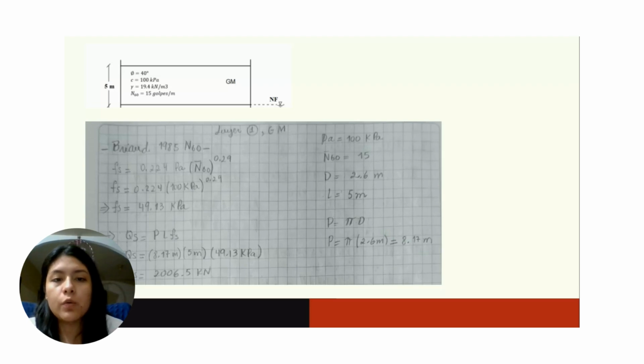Now, for the first layer, we will use the Bryan method, which consists of multiplying the pressure by 0.224 and by the number of flows and 16 raised to the 0.29 power. The pressure and the number of flows are data that the exercise gives us. Then we replace the values and we get a result of 49.13. Finally, we calculate the load per shaft, which is equal to the perimeter times the length of the stratum and by the Fs, giving us a result of 2006 kilonewtons.